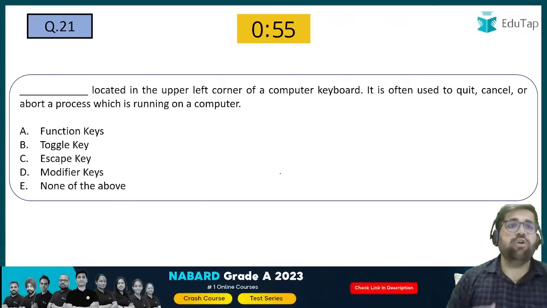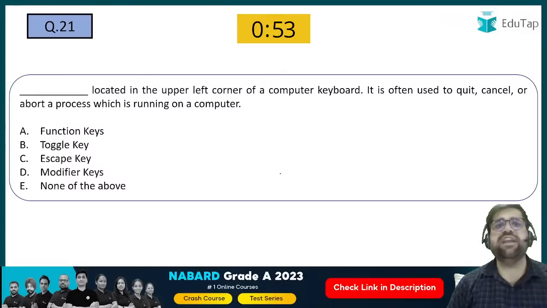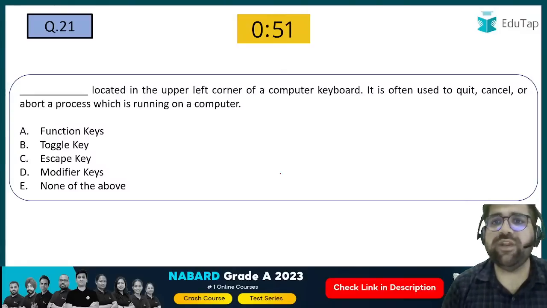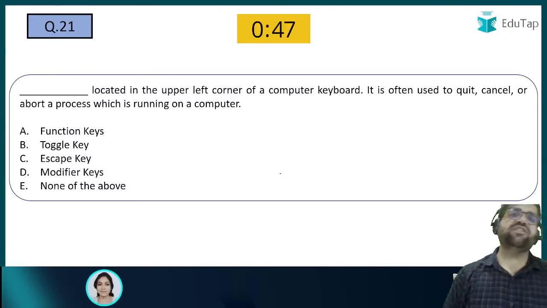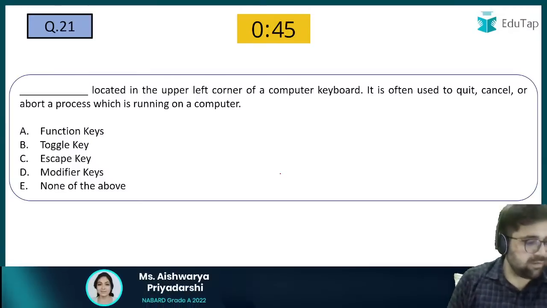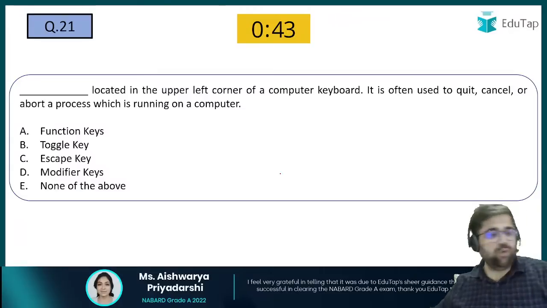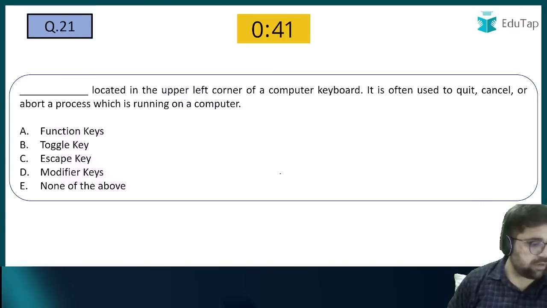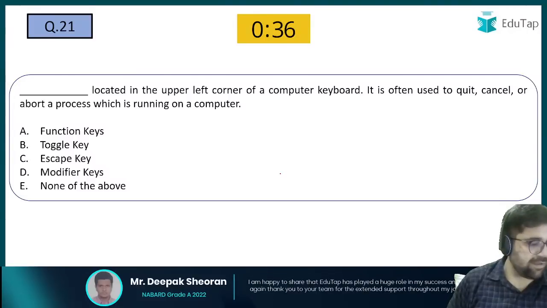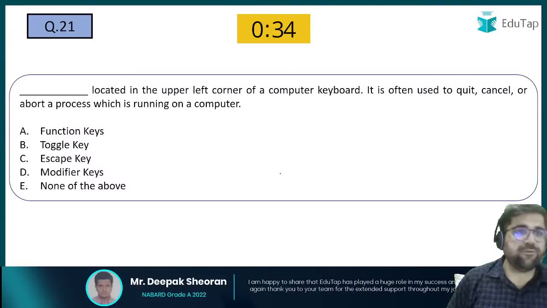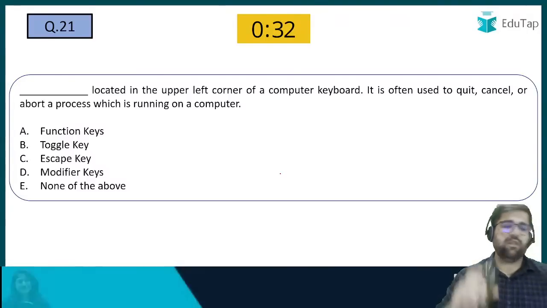Question number 21. Dash is located on the upper left corner of the computer keyboard. It is often used to quit, cancel, or abort a process which is running on the computer. Yes, maximum of you are giving the right answer now. Come on, I need the answers of question number 21 now.